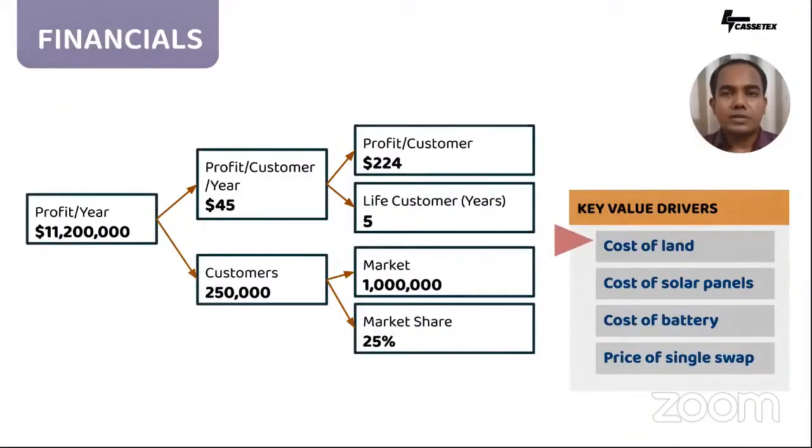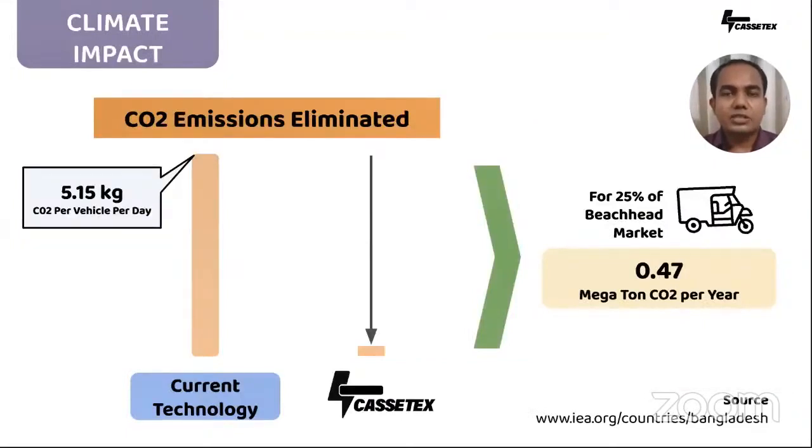Our calculations show that the Cassetex business can be self-sustaining and profitable. Key elements such as the cost of land for one station and the price of a battery swap for an operator will dictate whether we can remain in profit or not. By targeting a market share of 25% of the 1 million passenger vehicle market, Cassetex can make a yearly profit of $11.2 million. The transportation sector is the 3rd largest CO2 emitting industry. Cassetex eliminates the need of at least 250,000 vehicles to depend on the fossil fuel driven national grid. Charging the batteries with 100% solar ends up eliminating 0.47 megaton of CO2 per year.